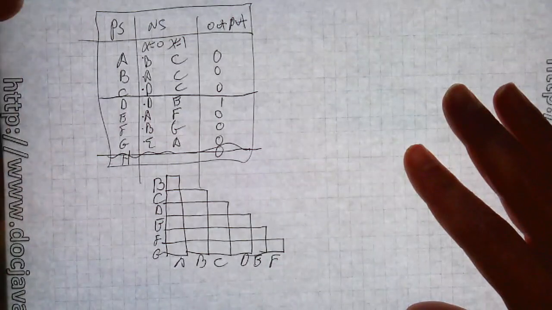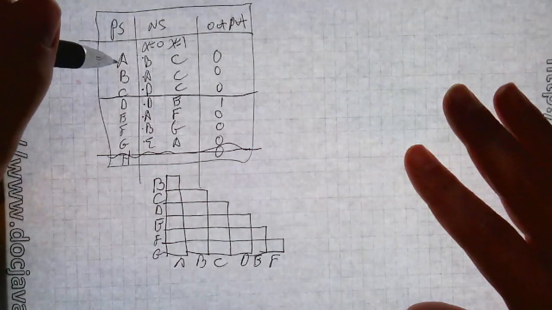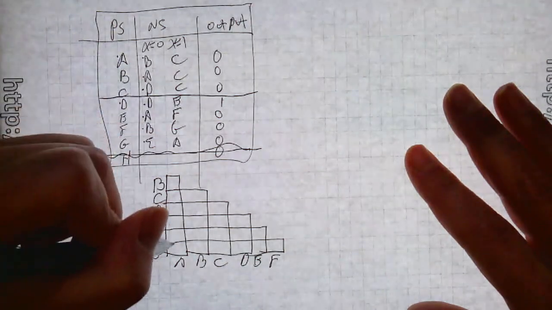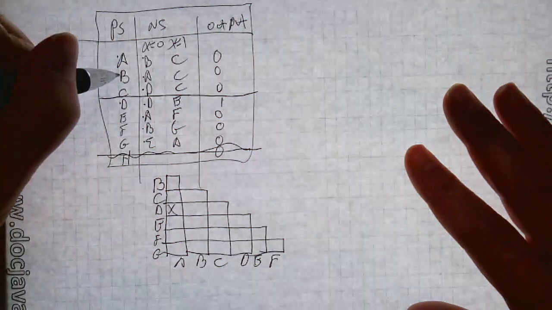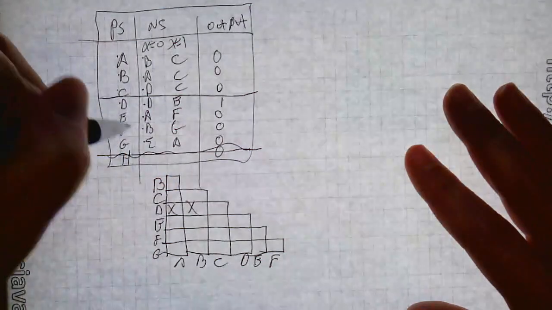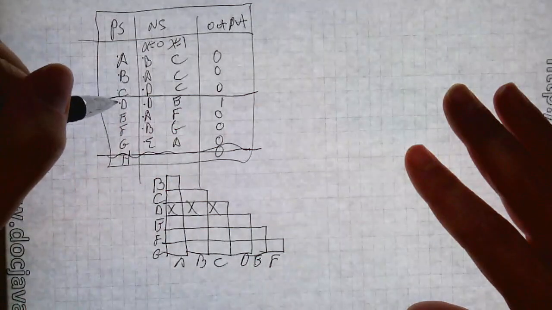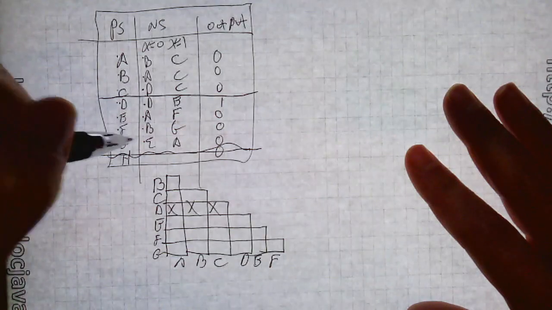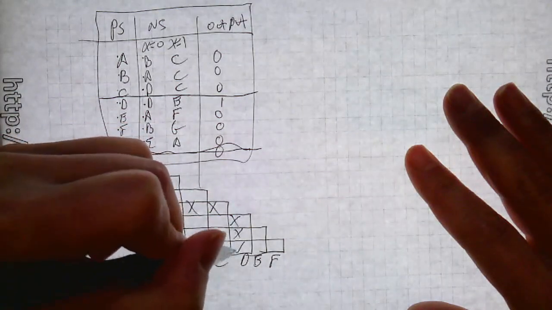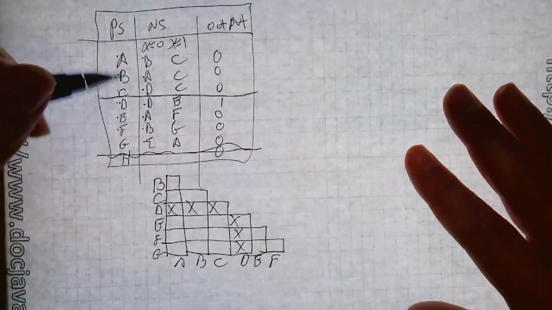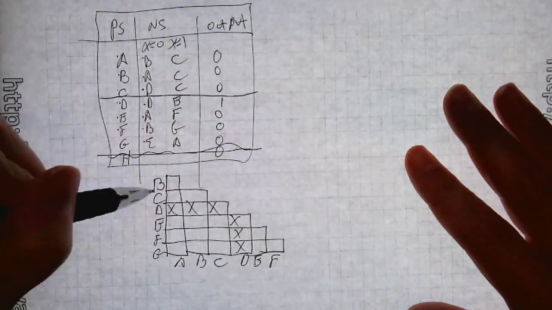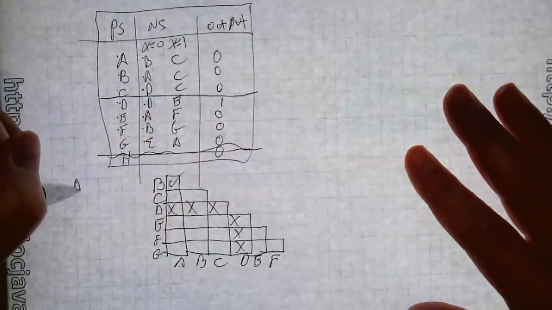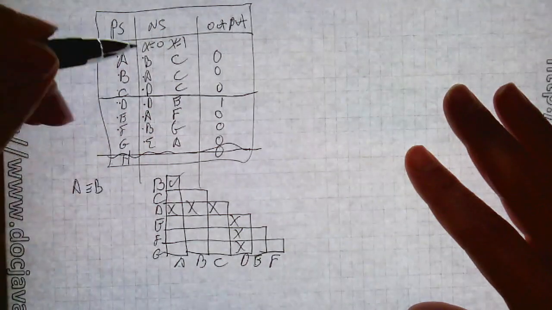And so now, A is different from D. B is different from D. C is different from D. D is different from E, F, and G. And that's it. Now let's compare A and B. And they're equal. So A is equivalent to B.